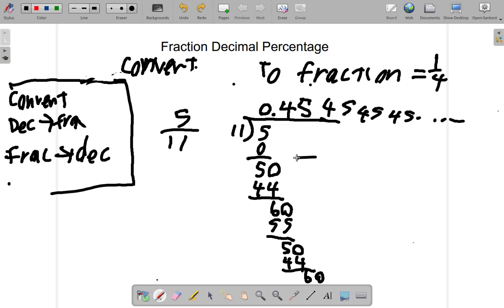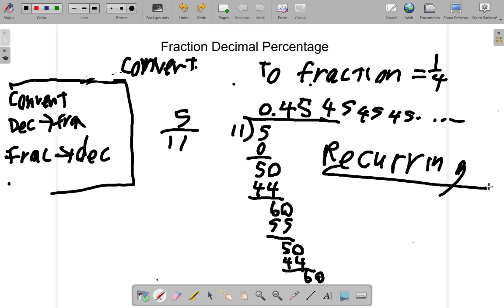Now the pattern of this fraction keeps repeating itself. There's a repeating pattern here. This is called a recurring decimal. The pattern keeps occurring, reoccurring over and over again. So it's a recurring decimal. Alright? Finally, what I want to do is write down the answer.